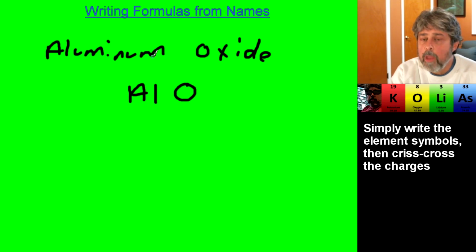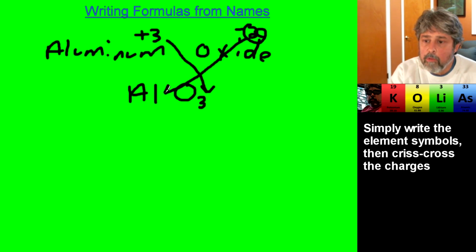Okay, so now we have to account for the ratios that these are going to form when they make a compound. You do that by the crisscross trick. Aluminums are +3, oxygens are -2, so we crisscross those. This 3 goes down on the other side of the oxygen, and this 2 comes down and goes on the other side of the aluminum. This is aluminum oxide. It's just using the crisscross trick.